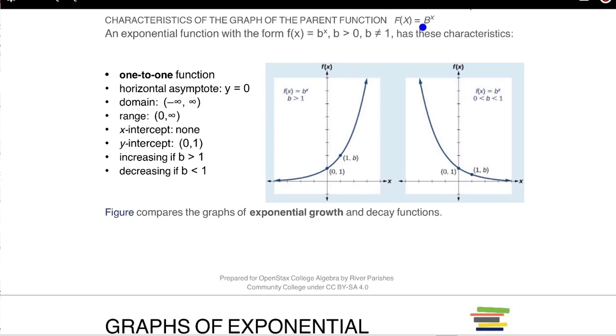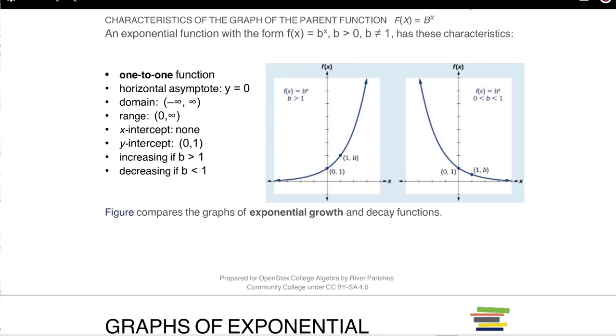We start with a parent function, which is b to the x. An exponential function with the form f of x equals b to the x, where b is greater than 0 and b doesn't equal 1, has these characteristics. It is a one-to-one function. It has a horizontal asymptote at y equals 0, so it's not going to cross y equals 0 right there. The domain is from negative infinity to positive infinity. The range goes from 0 to infinity. The y-intercept is at (0, 1).